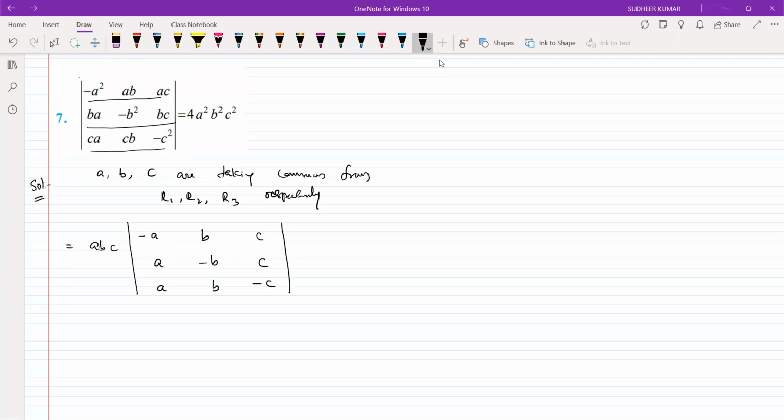Next, can we take any values common from this? Can we take something common from either R1, R2, R3 or C1? a, b, c will be taken common. So we'll take a, b, c common again from C1, C2 and C3 respectively.